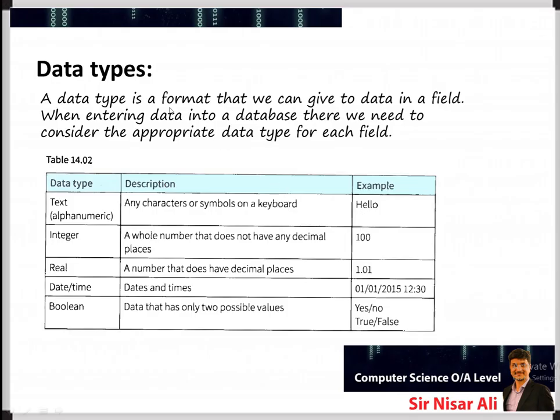Talking about the data type, as we have seen in the last explanation, the data type is the type of the data we are entering into the table or into the database. It is very important that when we are assigning the data type to a field, it must be appropriate to its use. The types we can assign to each field are shown in this table. We have text, integer, real, datetime, and boolean. Text is hello, integer is 100, real is fractional, datetime, and boolean is yes or no.